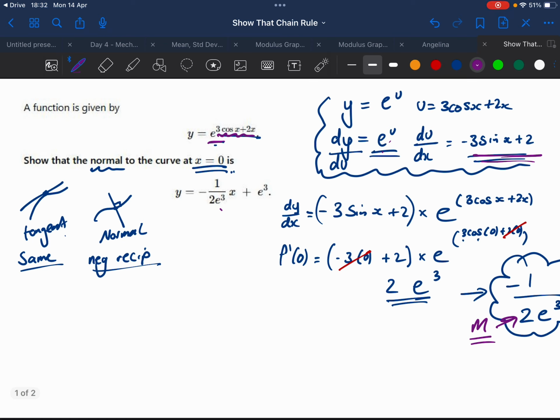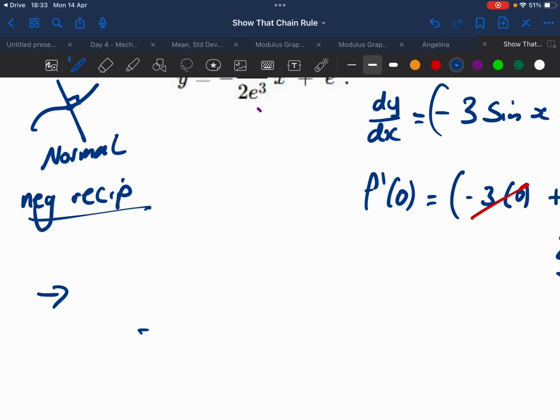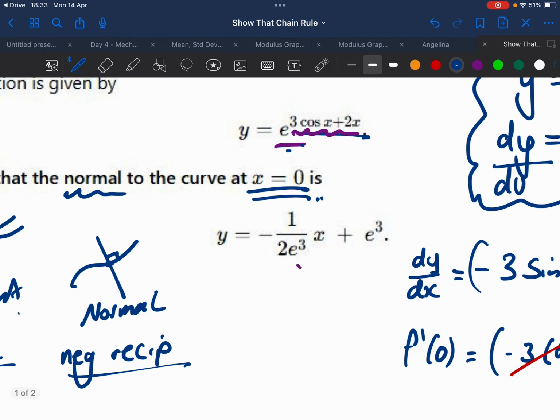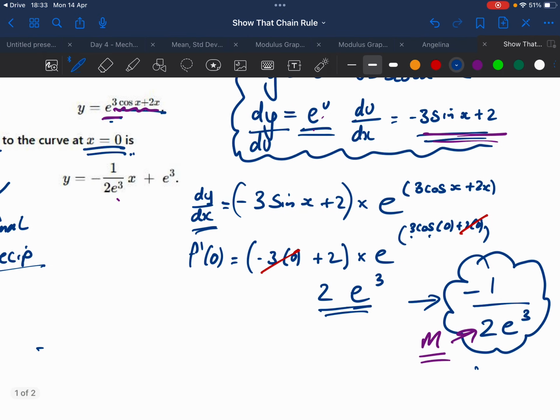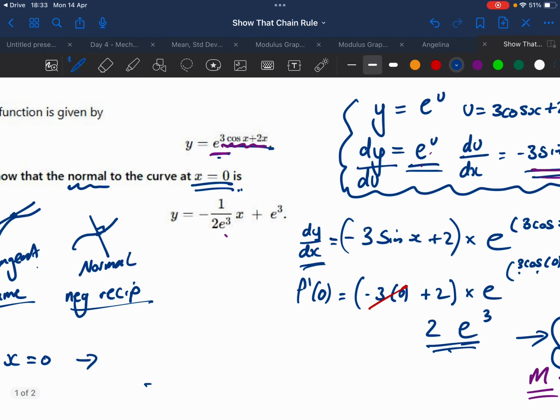So what to do next? Well, next, I need to think about what a y value would be. So if x equals 0, what does that give me for a y value? Because a point and the gradient will give me everything that I need. So I need to sub this into which equation? Well, do I want a gradient? Because if I want a gradient, it's this one. Well, no, because I already did that. What I want is a y value. So I want to use the original equation.